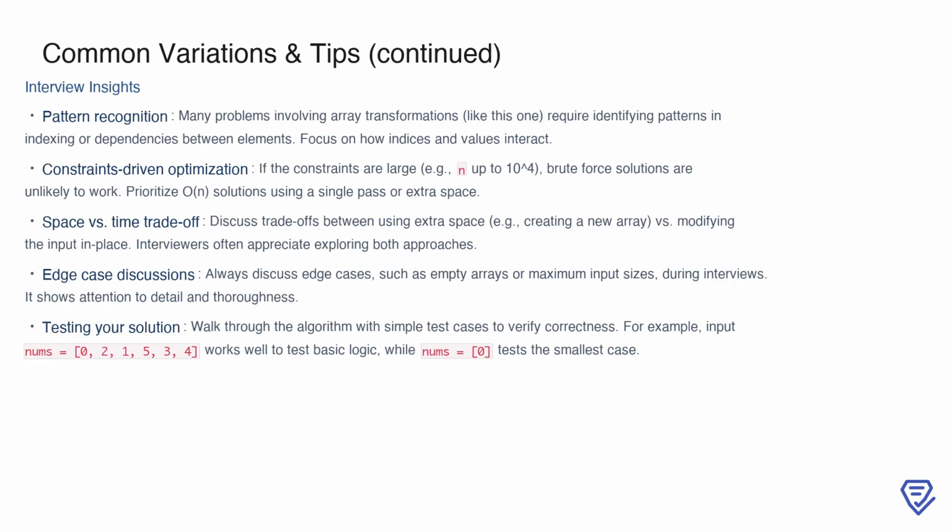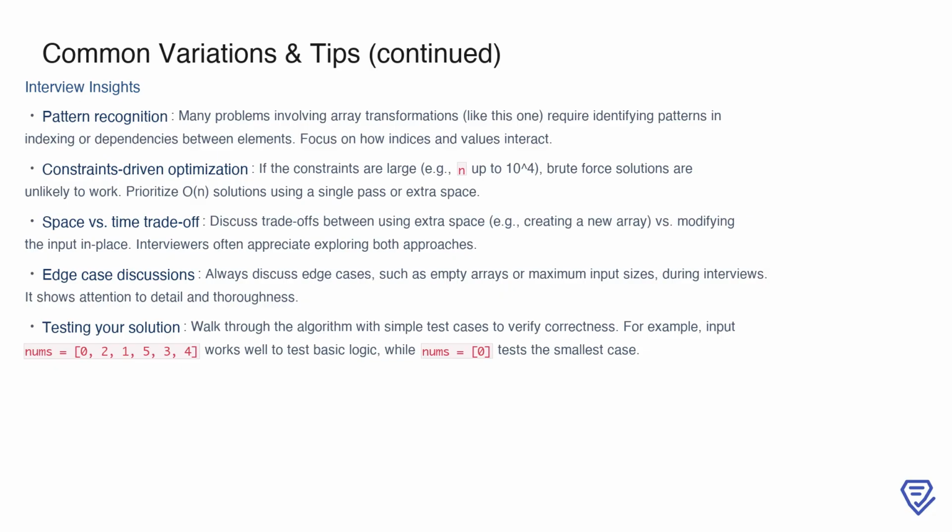In interviews, solving problems like this involves more than just coding. It's important to recognize patterns, as many problems involving array transformations depend on identifying relationships between indices and values. Pay close attention to how these interactions shape the solution. Constraints-driven optimization is another key factor. For instance, if the problem specifies n up to 10 to the power of 4, brute force solutions are unlikely to pass due to time limits. You should prioritize O(n) solutions, often achieved using a single traversal or leveraging extra space.